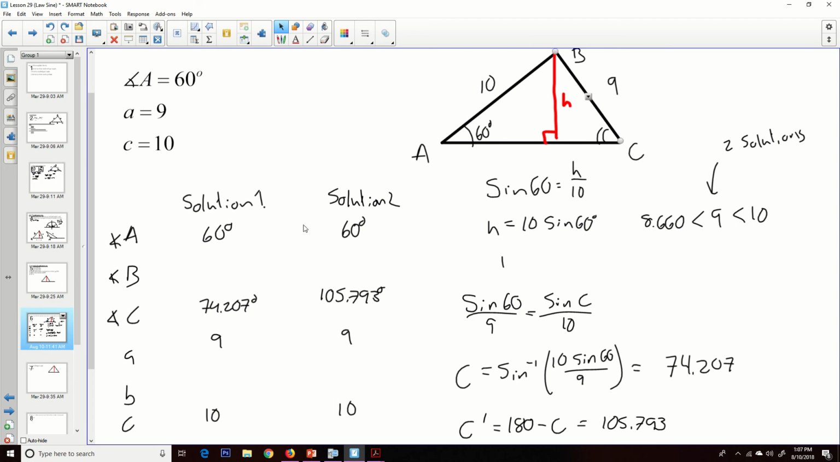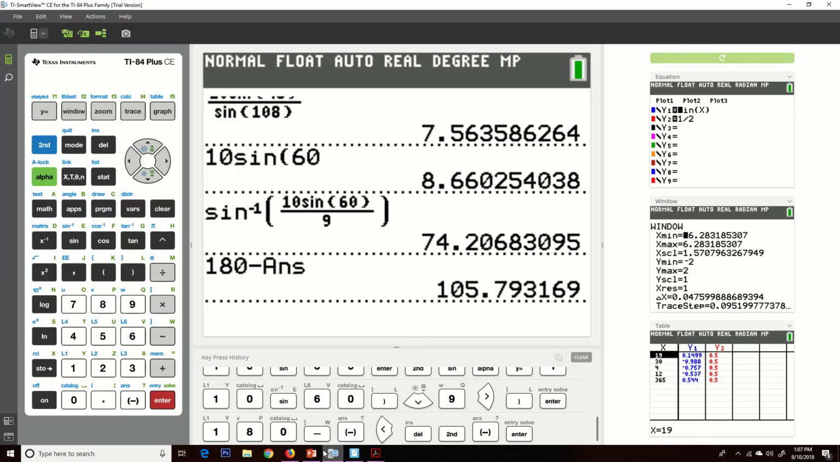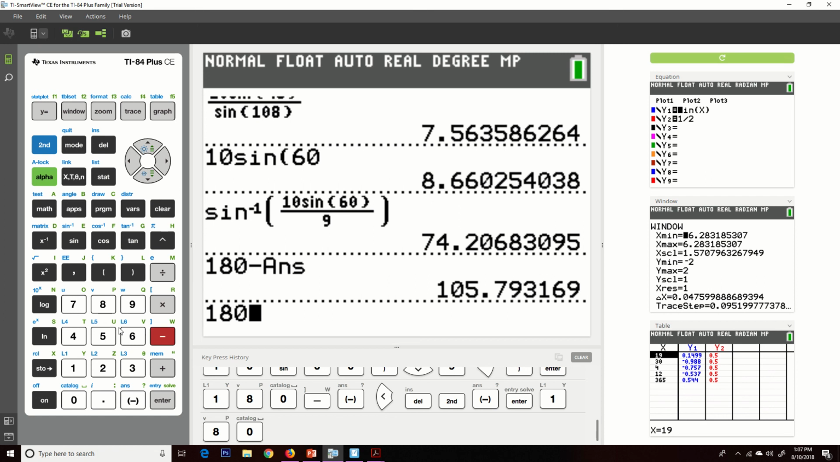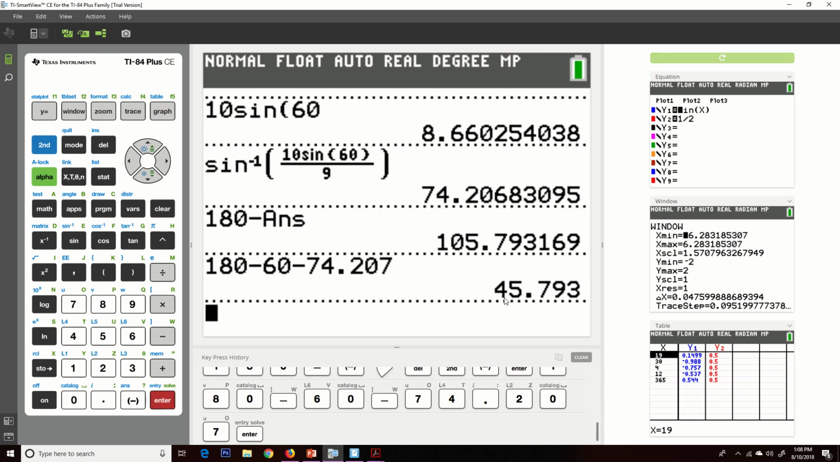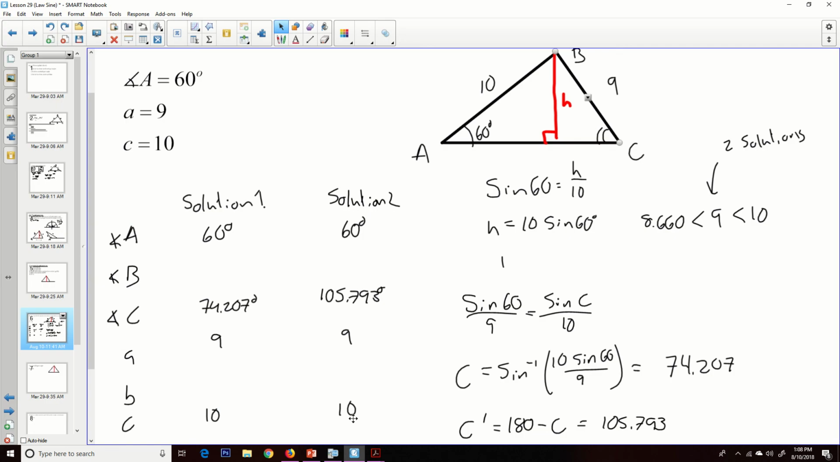Now to find B, B is going to be an acute angle there, but it's going to be a really small angle for that one. And I'm just going to use that Triangle Sum Theorem again. And so here's what I'm going to do. I'm going to go 180 minus the 60 that we were given minus the 74.207 that we got in that first one. I'm going to hit enter there, and I get 45.793. So that's my first B.